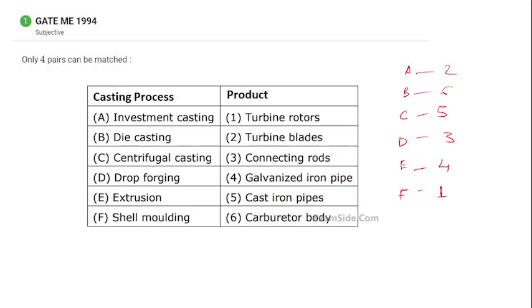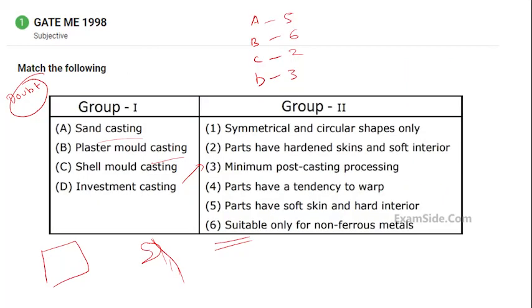In the last session we were solving questions on casting and we had a doubt in this question. The answer that I had written from the book was wrong. So the answer for this question will be A is 4, B is 6, C is 5 and D is 3. So now I think it will be clear.